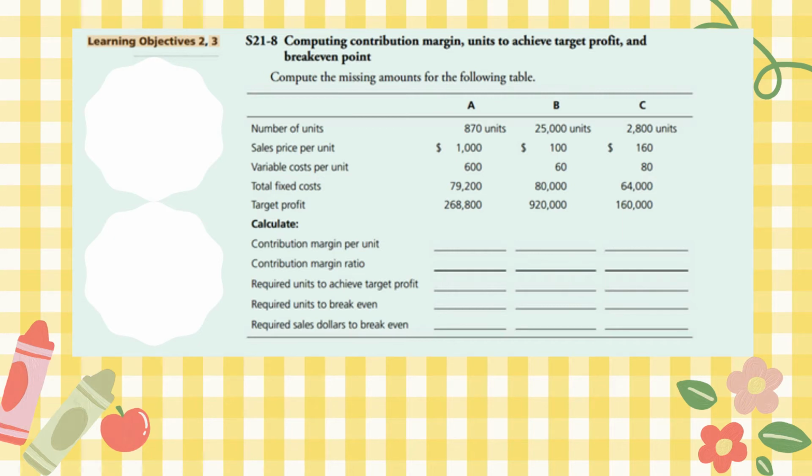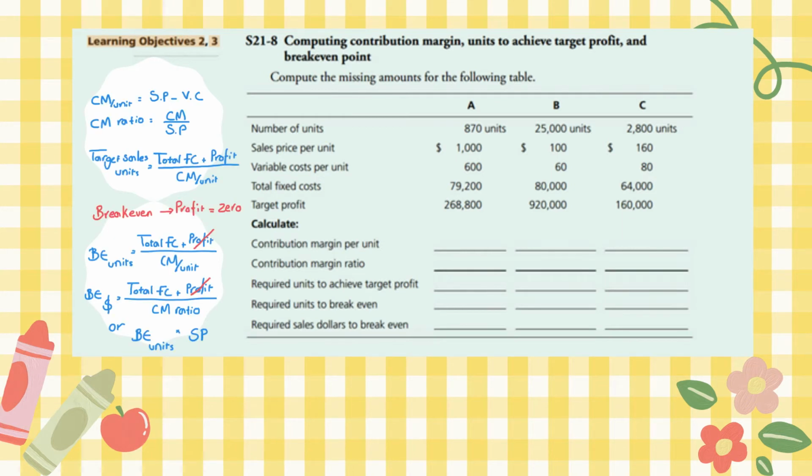He gave you the number of units for each, sales price per unit, variable cost per unit, total fixed cost, and target profit. So I'm gonna write the formulas down to help you solve this question. Calculate contribution margin per unit. Contribution margin per unit is sales price less variable cost per unit. Contribution margin ratio is contribution margin divided by sales price. If this is per unit, this one should be in per unit. If this is one total, this one should be in total.